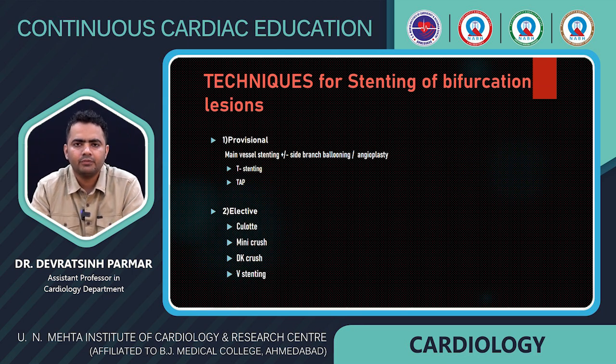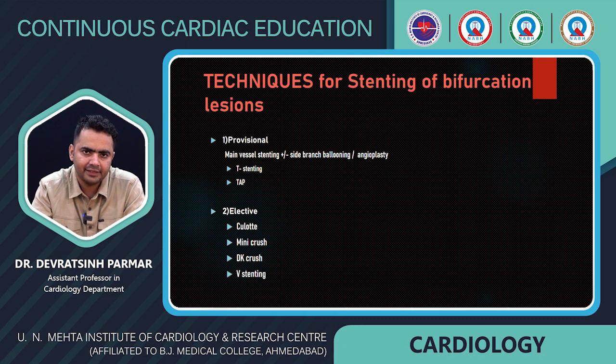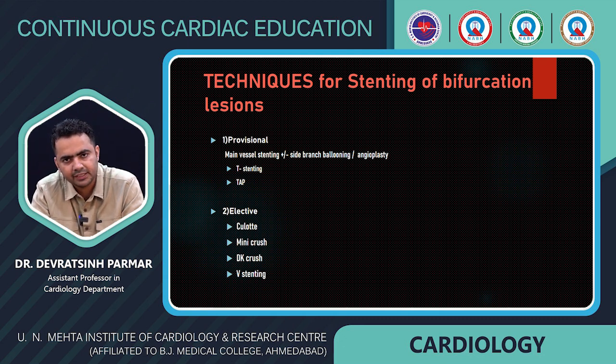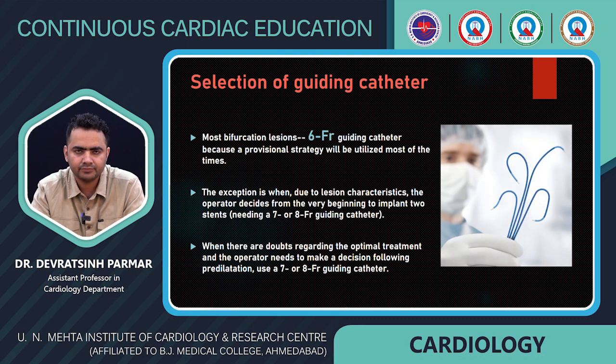Okay. Now, this is a diagram that shows techniques for the stenting of your bifurcation lesion. In a simple bifurcation, that's provisional stenting. If provisional stenting fails, then we should consider T or TAP stenting. In an elective, complex bifurcation PCI, we should go ahead with upfront 2 stent strategies. That includes either Culotte, mini-crush, DK crush or V-stenting.